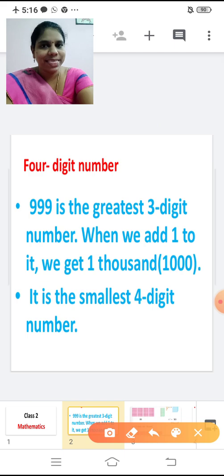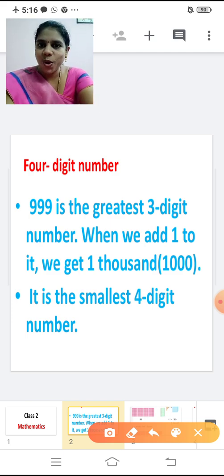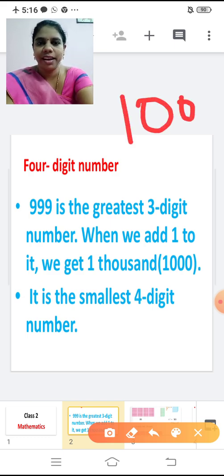So 999 is the greatest 3-digit number. When we add 1 to this number, we get 1000. It's a 4-digit number. How many digits are there? Count: 1, 2, 3, 4. 4 digits are there. It is the smallest 4-digit number. 999 is the greatest 3-digit number, and when we add 1 to it, it becomes 1000, the smallest 4-digit number.